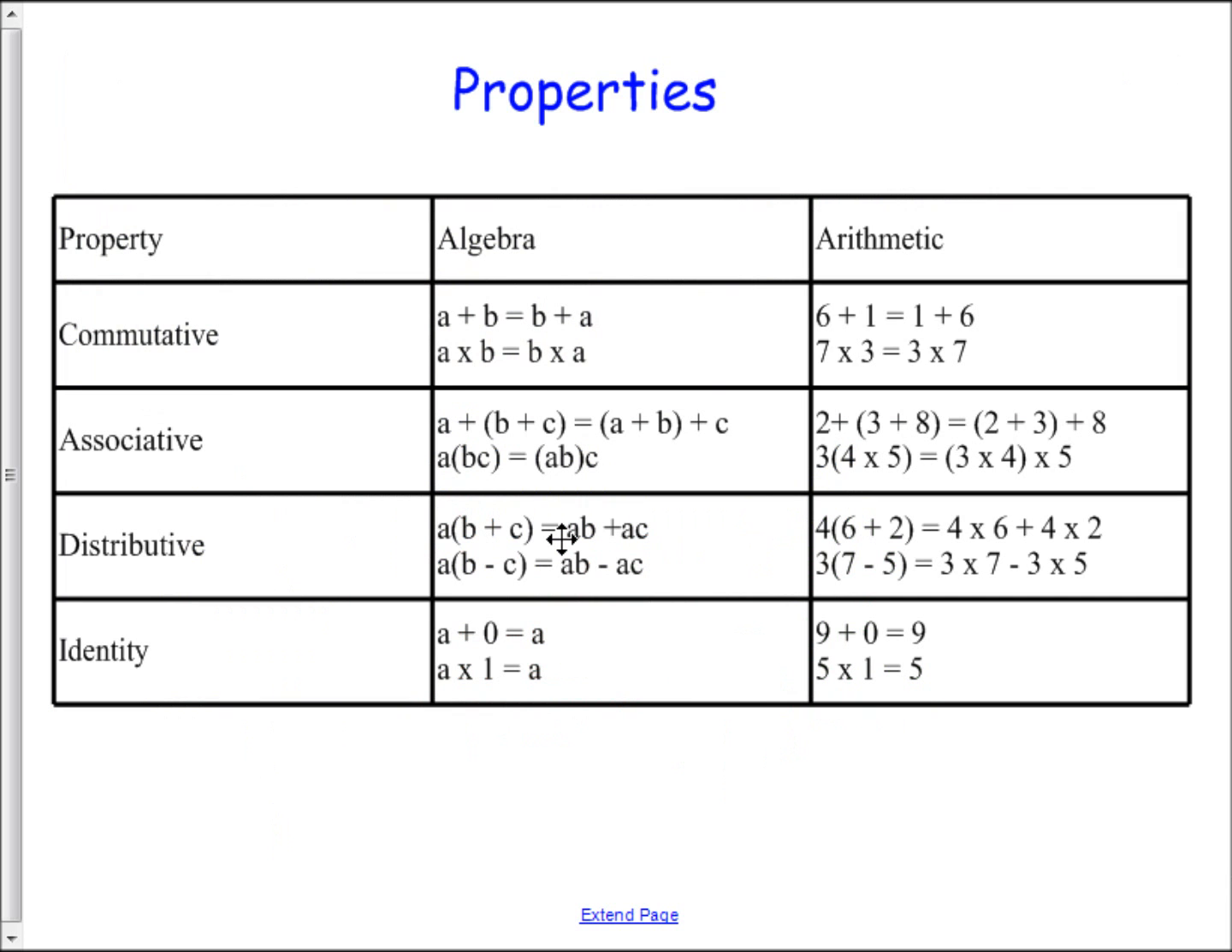All right, so here are our different properties. You can take a look here. The commutative property just says that we can turn things around. 6 plus 1 is the same as 1 plus 6, and 7 times 3 is the same as 3 times 7. So that just explains the commutative property, that we can turn things around.